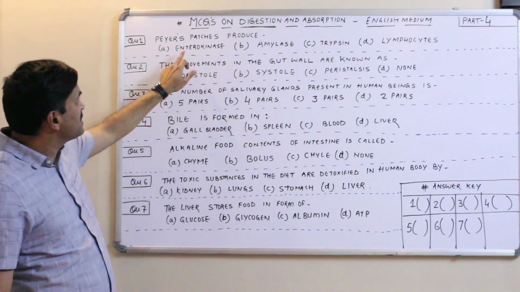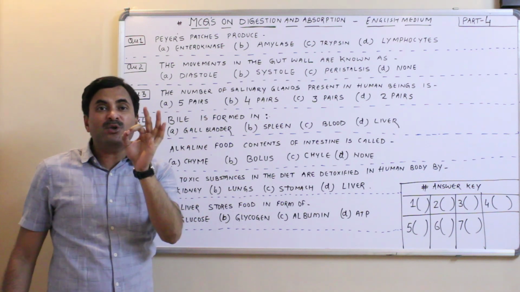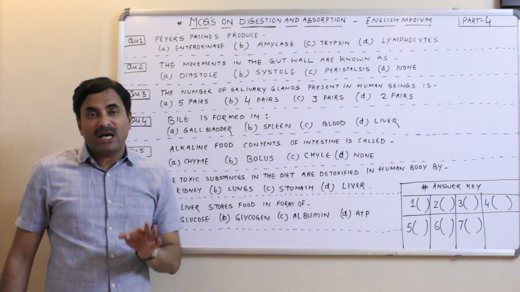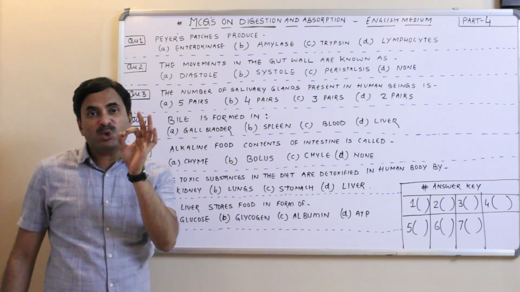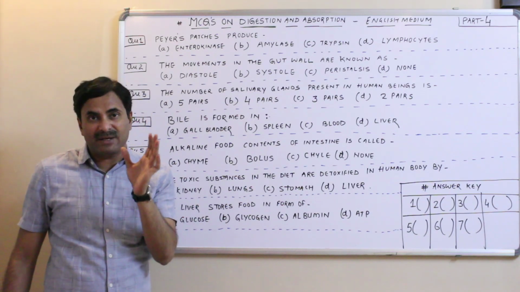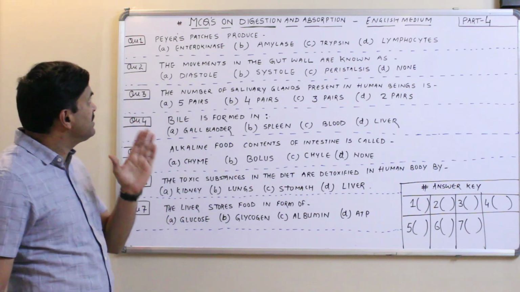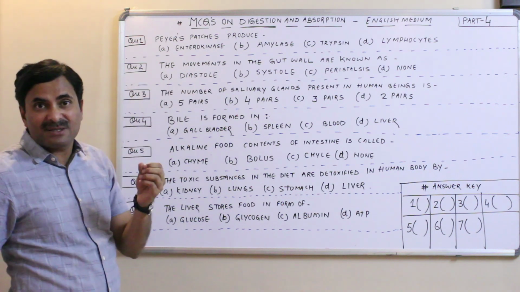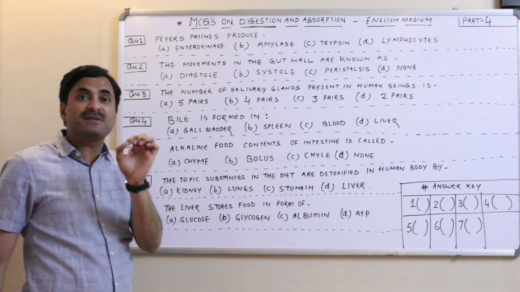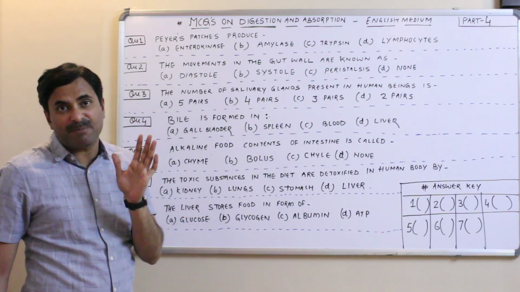So question number 1 is Peyer's patches produce. Now first of all you must know where you have studied the Peyer's patches. I would like to tell you here that the Peyer's patches are associated with the wall of the intestine, and they produce lymphocytes, and lymphocytes kill the harmful bacteria which have entered your intestine part.